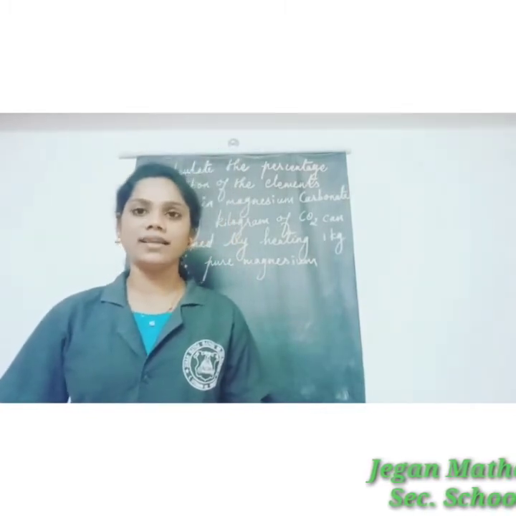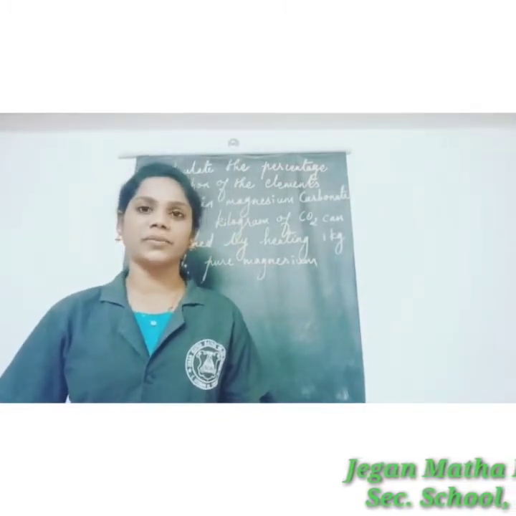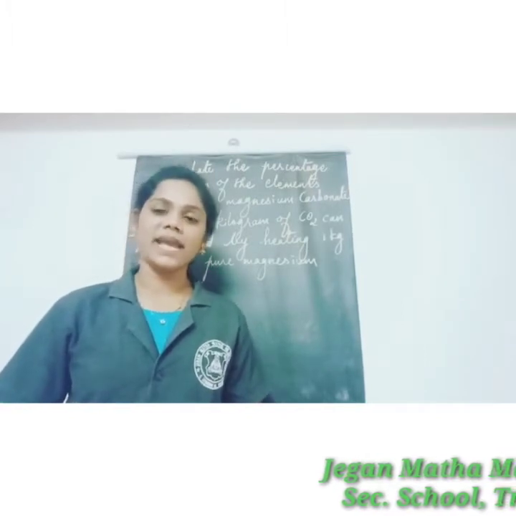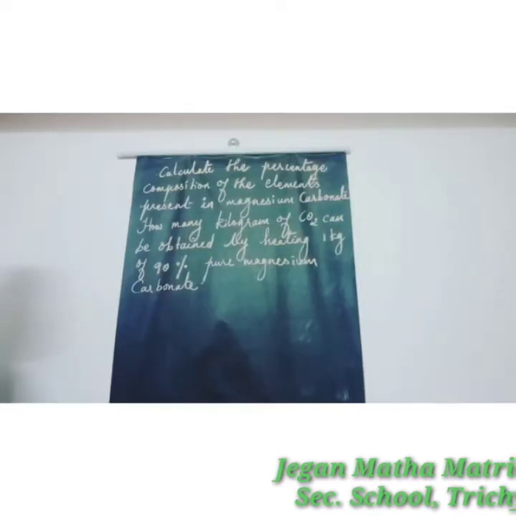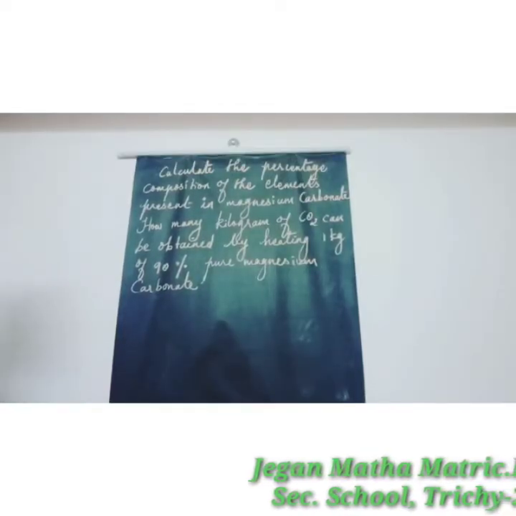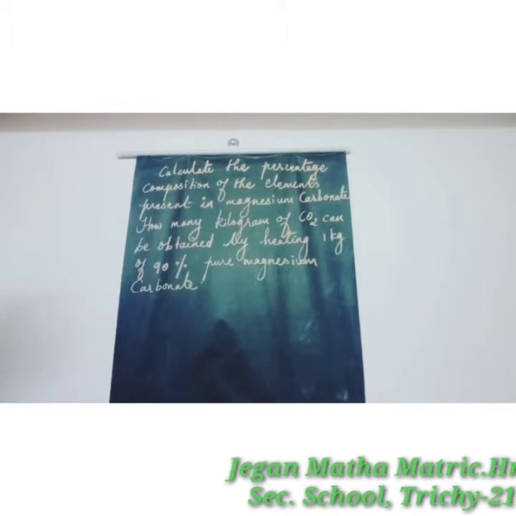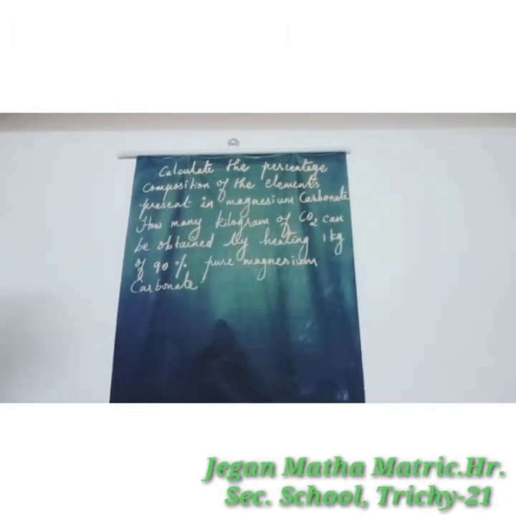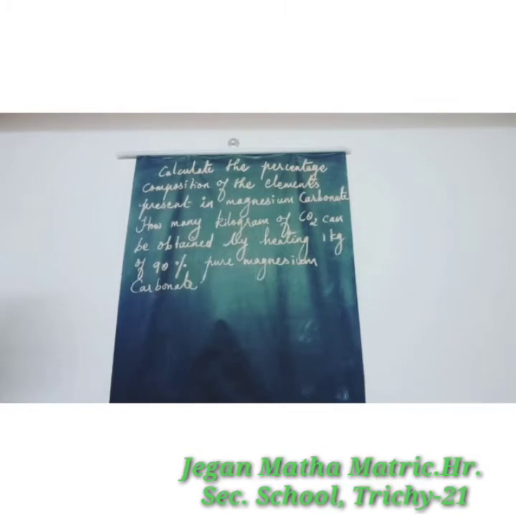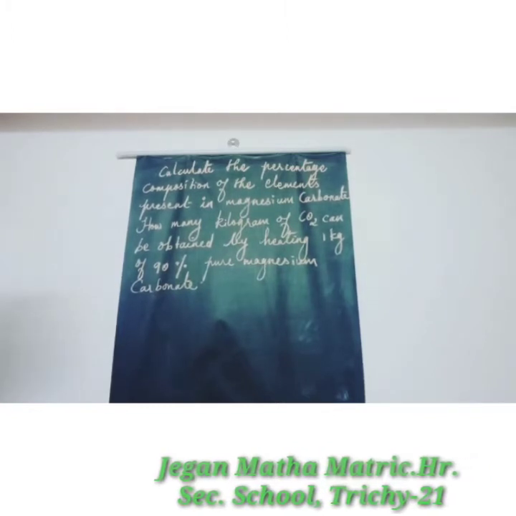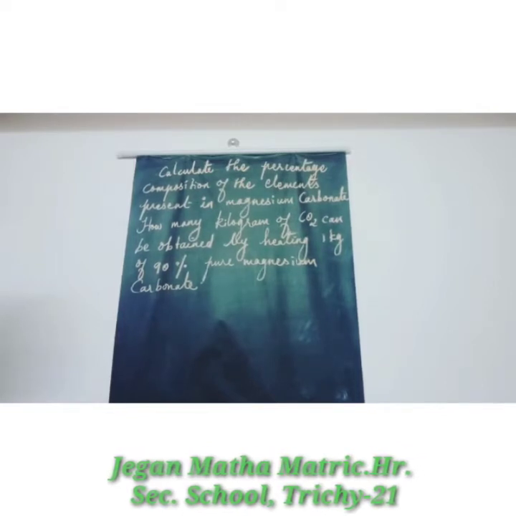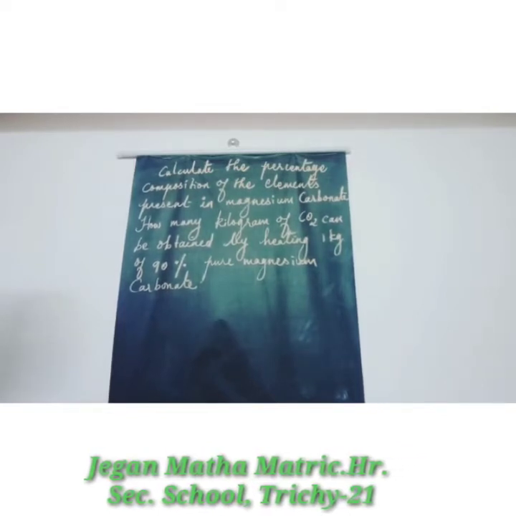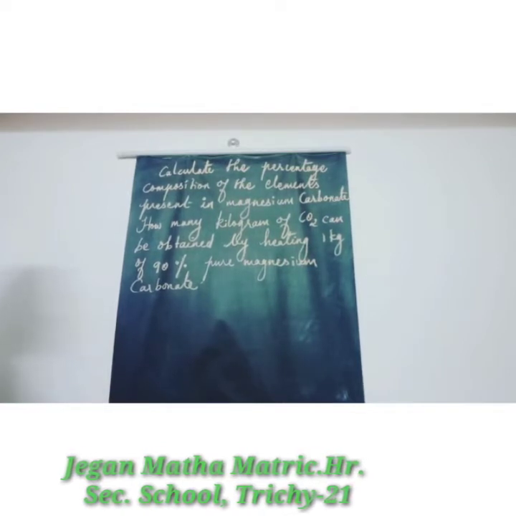Hi students, in today's session I am going to explain the calculations based on stoichiometry from chapter 1, basic concepts of chemistry and chemistry calculations. Let us see the problem. Calculate the percentage composition of the elements present in magnesium carbonate. How many kilograms of carbon dioxide can be obtained by heating 1 kilogram of 90% pure magnesium carbonate?